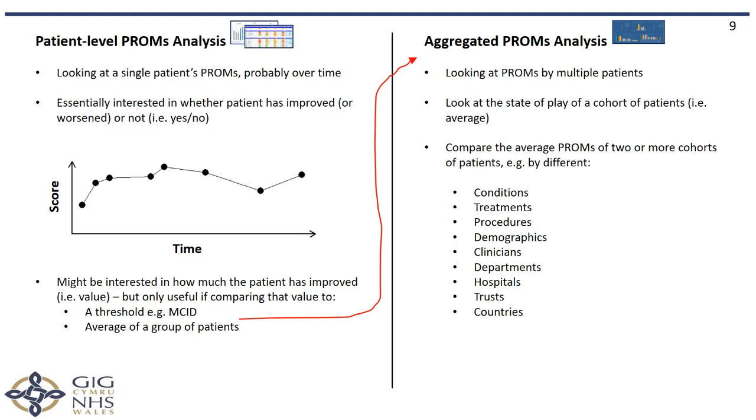So as soon as we start talking about averages and groups of patients, we cross over into the aggregate analysis of PROMs. Basically, aggregate analysis is when we look at PROMs from multiple patients, perhaps to describe the state of play of that cohort. We may also want to compare the responses of more than one cohort of patients, perhaps to compare different conditions, treatments, procedures, or patient demographics, or for benchmarking clinicians, departments, hospitals, or even countries.